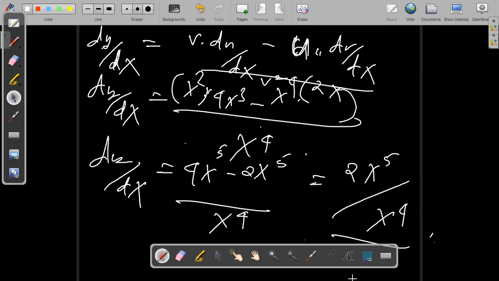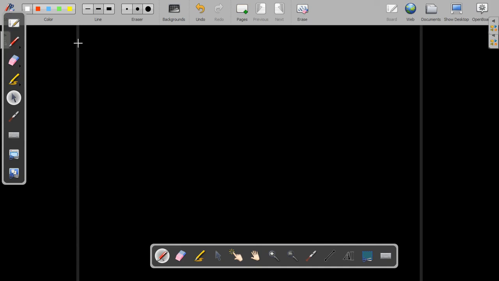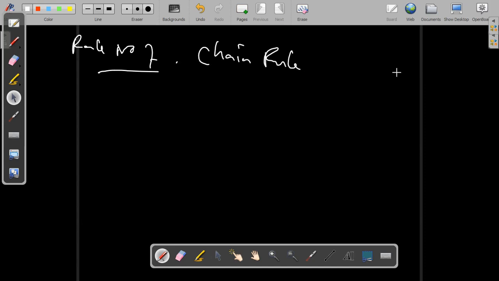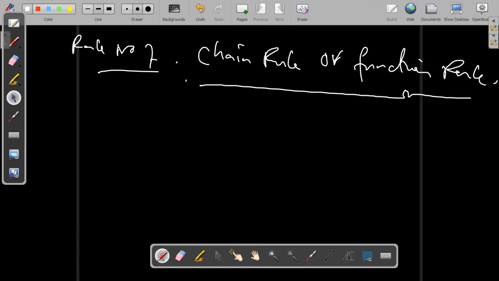Another rule is what we know as the chain rule or function rule. So under the function rule, if y is a function of u, where u is a function of x, then the derivative of y with respect to x, dy over dx, is equal to the product of the derivatives.